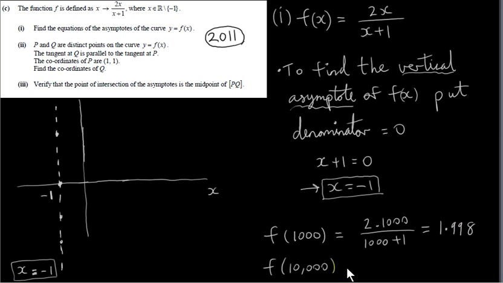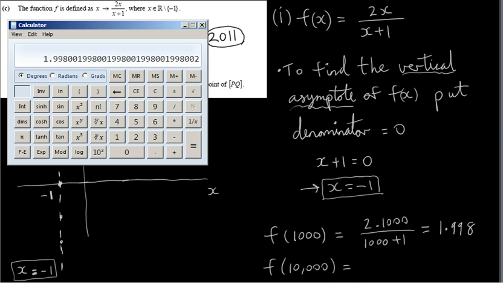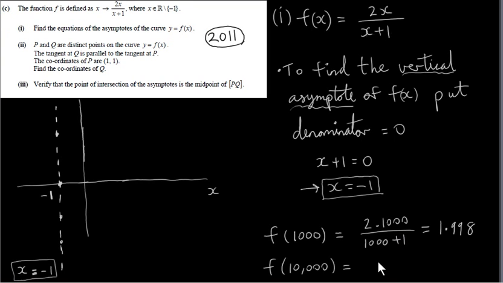Suppose we get f of 10,000. So we have 2 times 10,000, which is 20,000. 20,000 is divided by 10,000 plus 1. That's 10,001. See, we get 1.9998. It's even closer to 2. So you can see what's happening. As x tends towards plus infinity, as this number becomes an infinitely large positive number, then f of x is approaching 2. The same is happening for negative values of x.